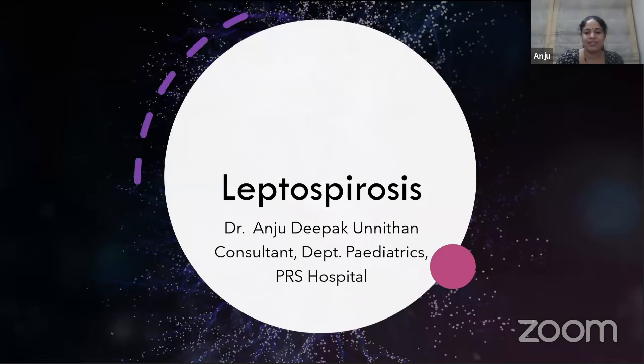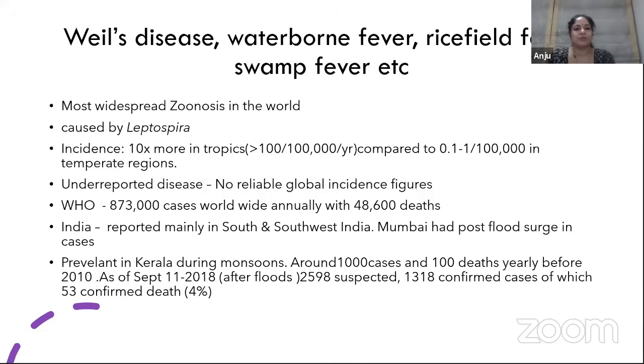So leptospirosis, as we all know, is a disease that is common in the monsoon season. The names given to leptospirosis include Weil's disease, waterborne fever, rice field fever, swarm fever, etc. It's the most widespread zoonosis in the world, caused by an organism called Leptospira. The incidence is 10 times more in the tropics compared to the temperate regions. It is an underreported disease as there are no reliable global incidence figures. According to WHO, 873,000 cases are recorded annually worldwide with 48,600 deaths.